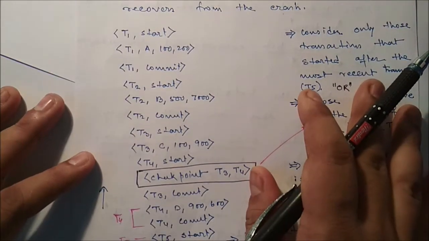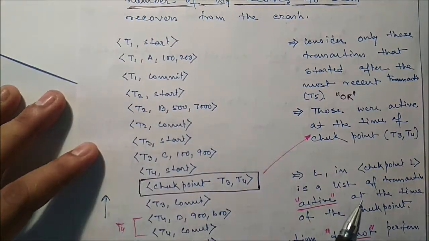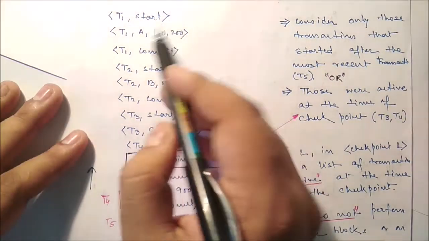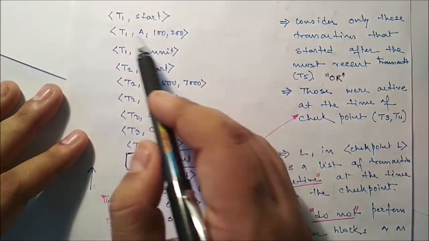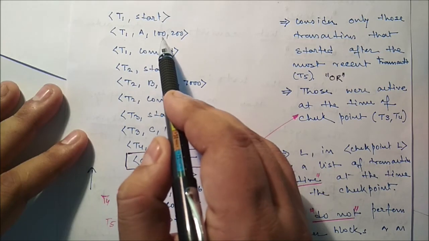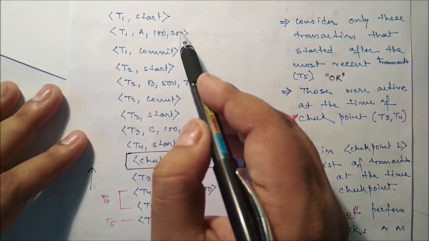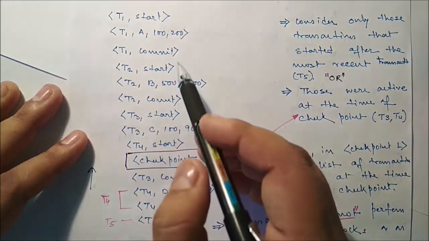So already you know this is our log file. Okay, and here T1 start. Okay, T1 A 100 200. So A 100 is what? It was an old value, and 200 is what? It is a new value.